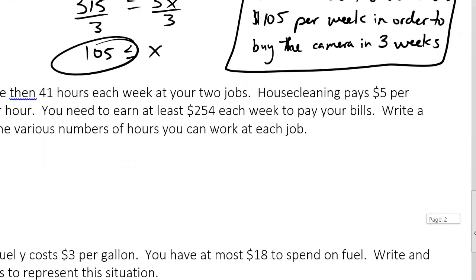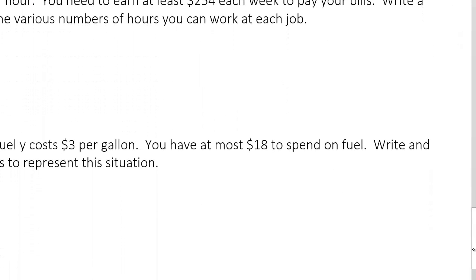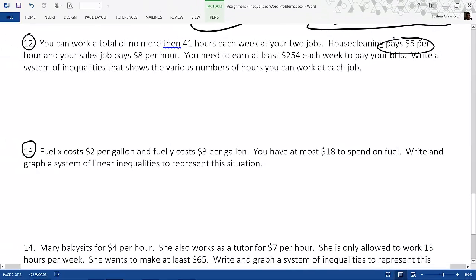Next, 12. You can work a total of no more than 41 hours each week at your 2 jobs. House cleaning pays $5 per hour and your sales job pays $8 per hour. Let me just state that $5 per hour for cleaning is a ripoff. You need to earn at least $254 each week to pay your bills. Write a system of inequalities that shows the various numbers of hours you can work at each job.